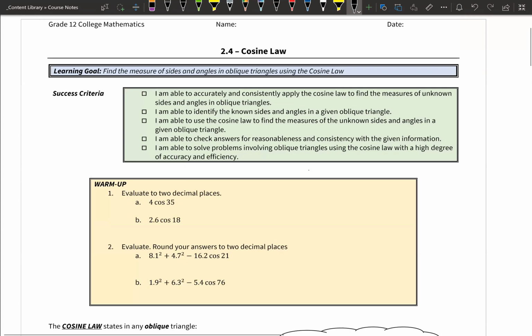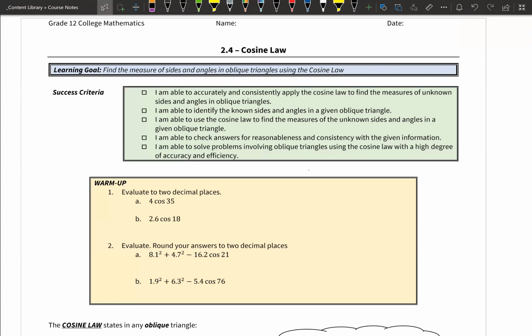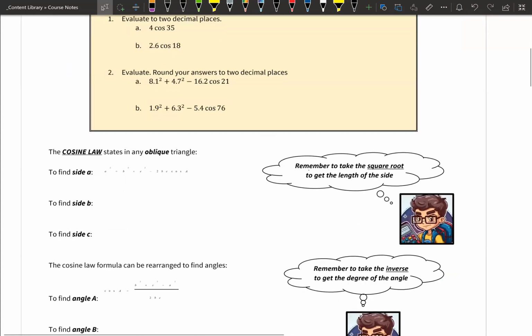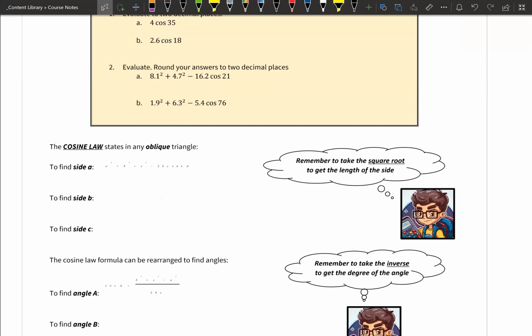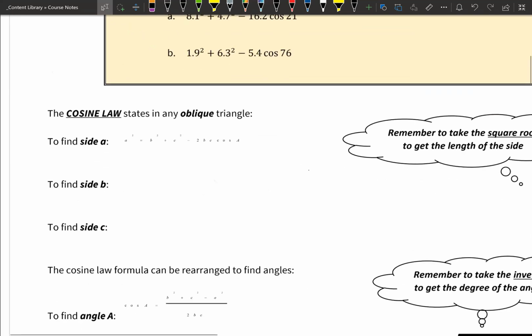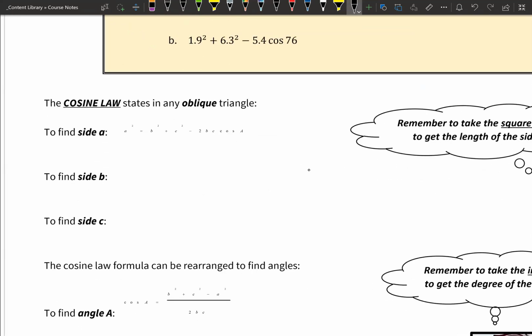Okay, 2.4, the cosine law. So we're going to use the cosine law to help us solve some triangles. And in this lesson, the cosine law formula you might remember from your previous math course looks like this. In your notes it might have been written small, so let's write it bigger. So a squared equals b squared plus c squared minus 2bc cosine A.